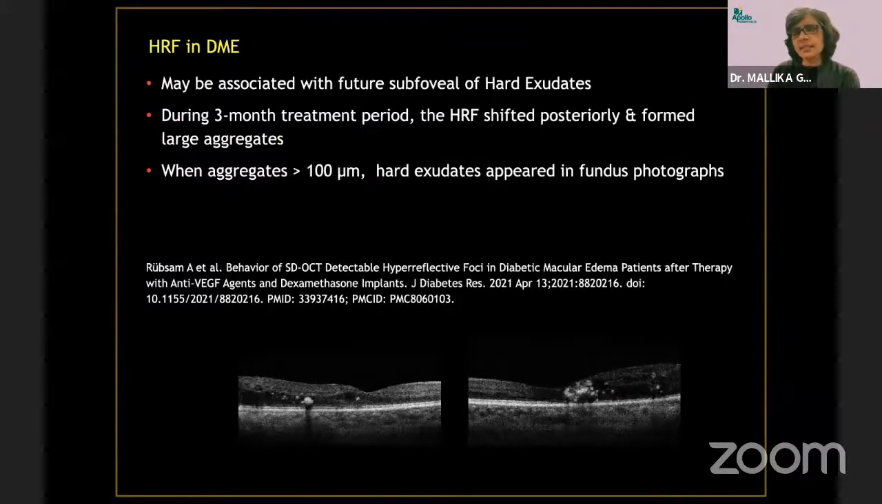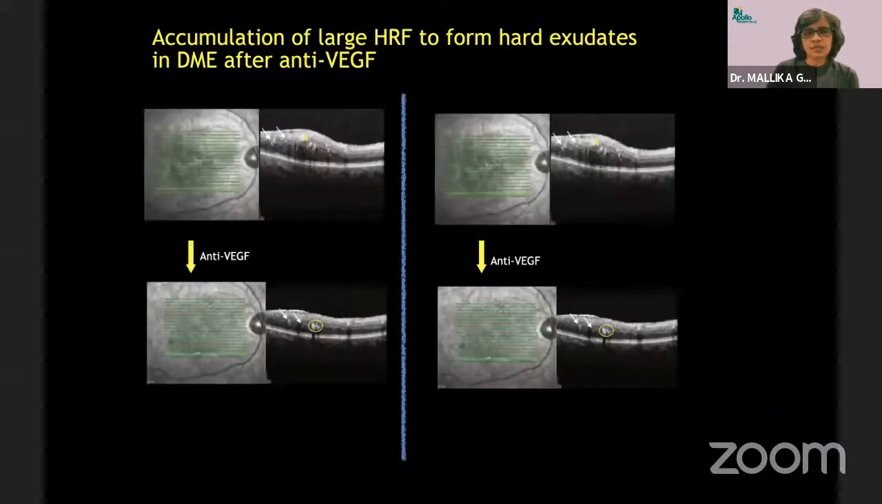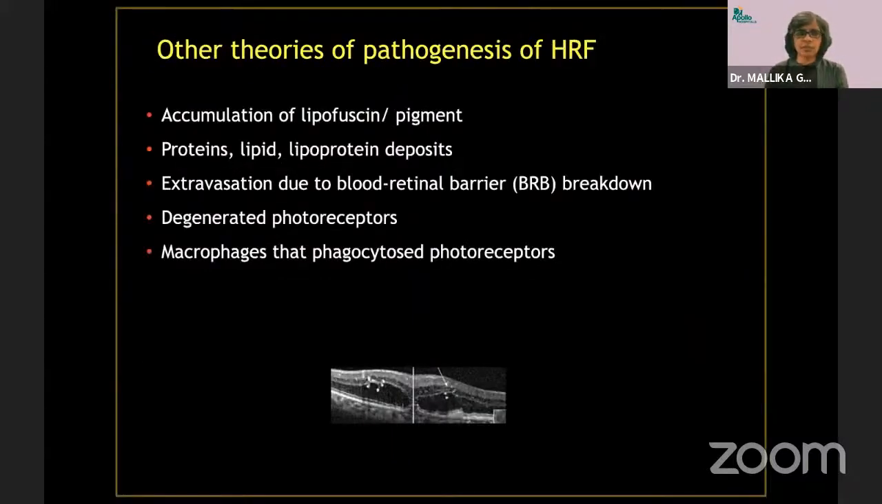What is the clinical significance in diabetic macular edema? The previous one was for AMD. In diabetic macular edema, if you see too many HRF, we have to be careful that when we start treating them, these may move posteriorly and accumulate, causing hard exudates, which if they are larger than 100 microns can appear, especially in the foveal center, affecting the visual prognosis. So these are some images, not my own, which show hard exudates forming on treatment. So this is something we have to be careful about.